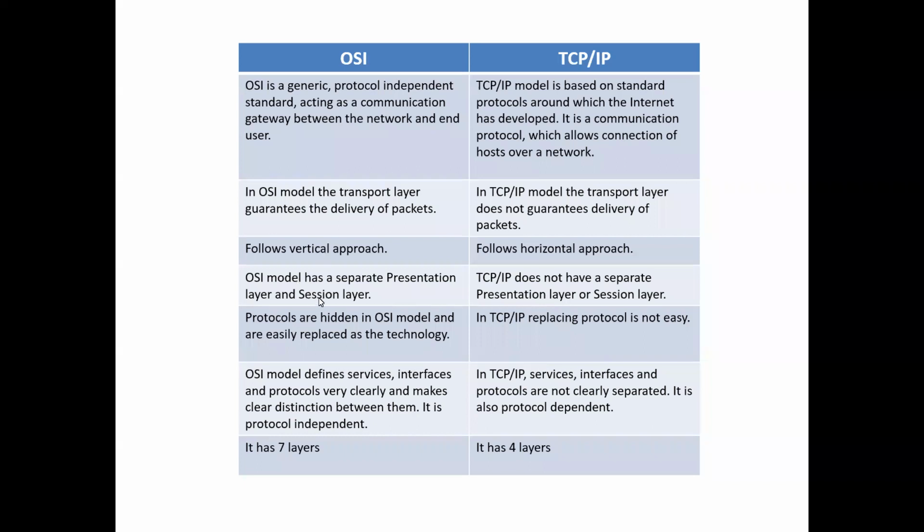Next difference, the OSI model has the presentation layer and session layer, and the TCP/IP model has only 4 layers and does not have the presentation layer and session layer. And next difference, protocols are hidden in the OSI model. That means these protocols are easily replaced by any other protocol. Replacing the protocol is not easy in the TCP/IP reference model.